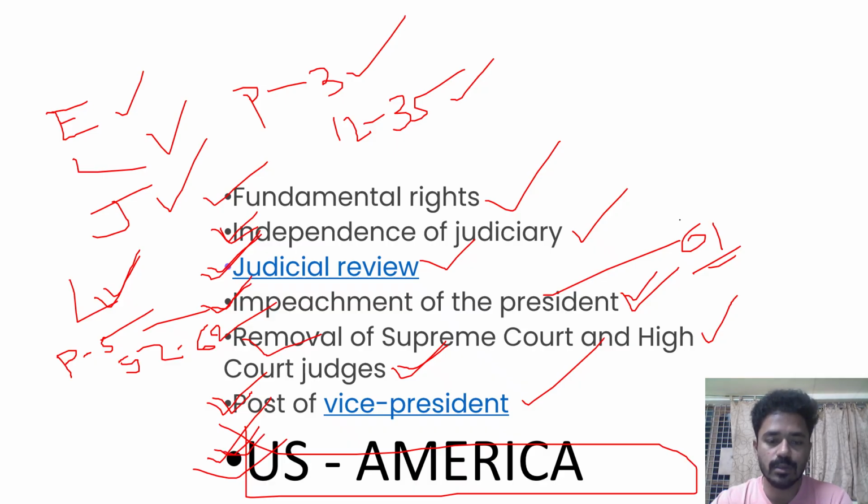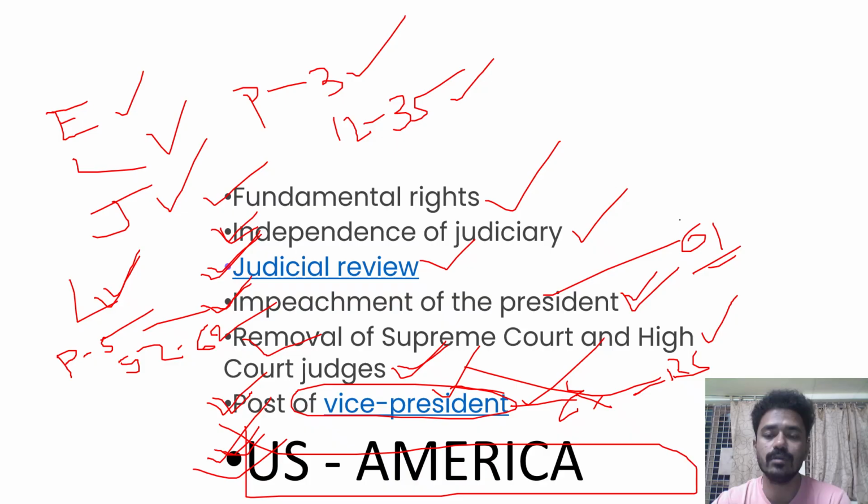And next, here you see the post of vice president. Note one point that the vice president is the ex officio chairman of the Rajya Sabha. Whoever may be the vice president, he is the ex officio chairman of the Rajya Sabha.